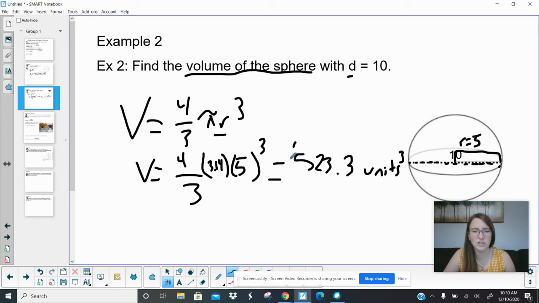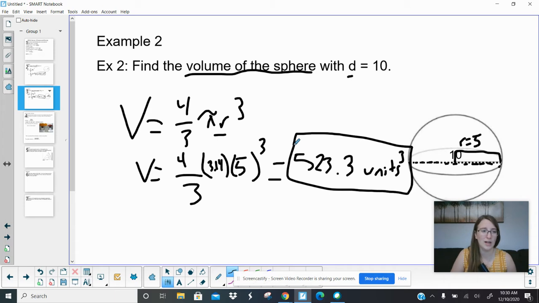You guys don't need to write the units cubed. Again, you're not going to be doing that in the homework, but we still want to get in the habit of doing it. Good habits.